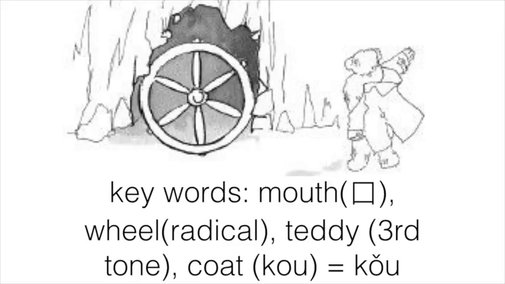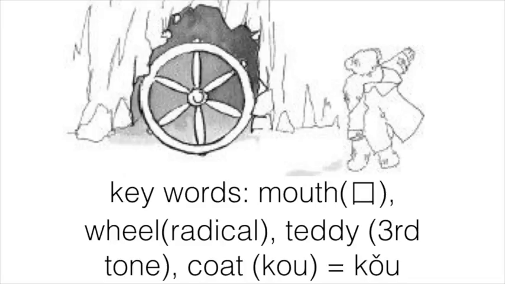Now can you guess what that pronunciation is even without seeing the words? Well, you can see there's a teddy there, and he's putting on a coat. And so that's our sound word, is that coat sounds like the Chinese word ko. And then the third tone makes sure that we know, or Teddy makes sure we know that it's third tone.